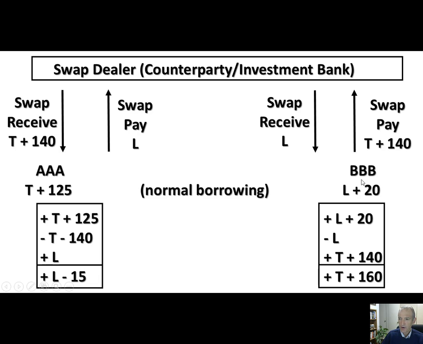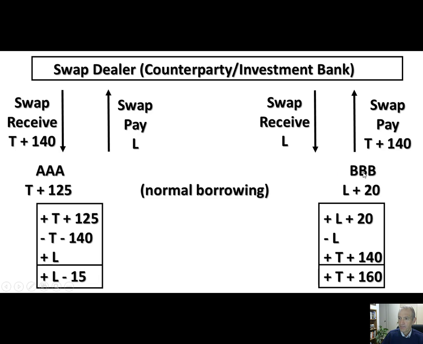Triple A's counterparty is not Triple B. Triple A's counterparty is the actual swap dealer, some investment bank like JP Morgan or Morgan Stanley. And Triple B's counterparty is that same investment bank. So Triple A and Triple B may not even know each other exist, that they're doing this swap. Triple A borrows at T plus 125. They receive T plus 140 from the counterparty, and they pay the counterparty LIBOR.